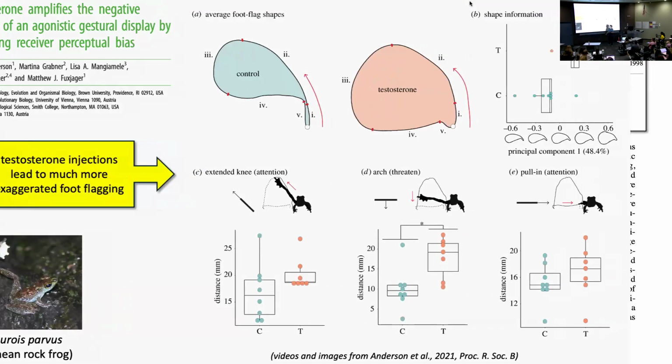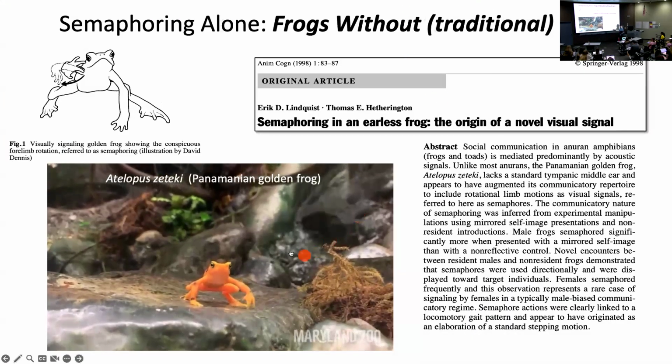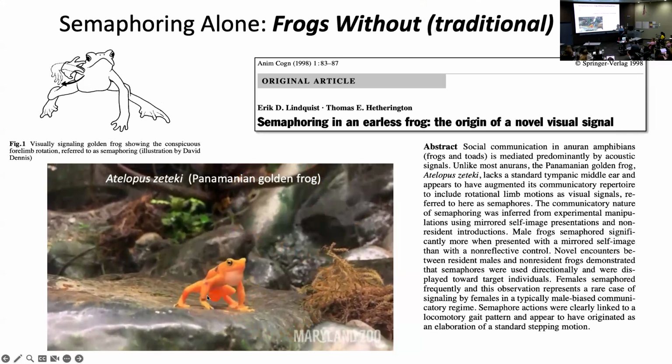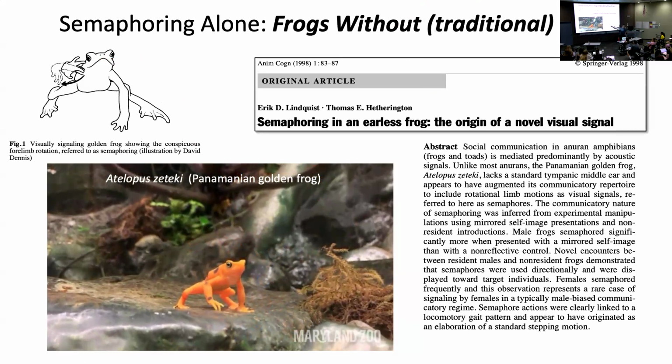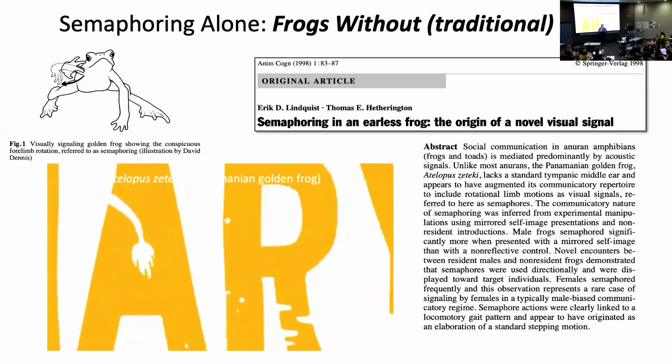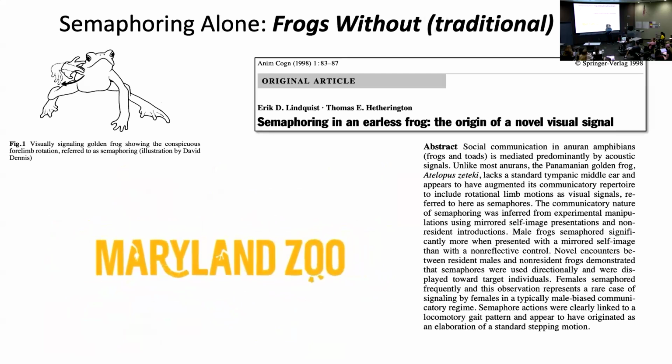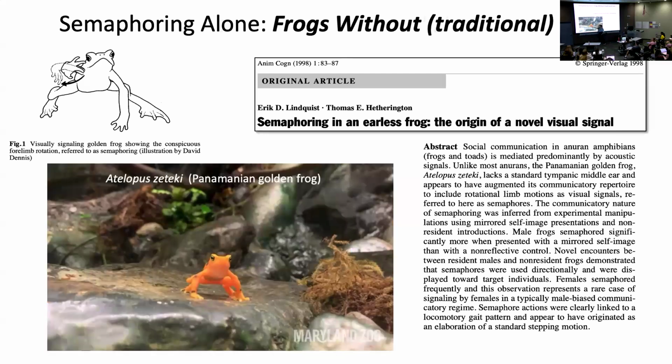And there was a similar story with this poor Panamanian golden frog. It does another type of semaphoring behavior with its front legs. Interestingly enough, these frogs do live by streams. They don't have what we call an ear. They don't have a tympanic membrane. They can hear low frequency pulse things, but they can't hear a lot of other things. So when they're in these riparian or river environments, it's very difficult for them to hear complex vocalizations. And so they couple vocalizations with this little flagging behavior here. And it's the same sort of thing.